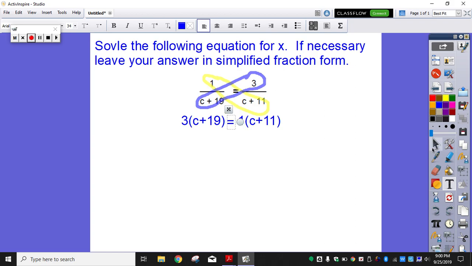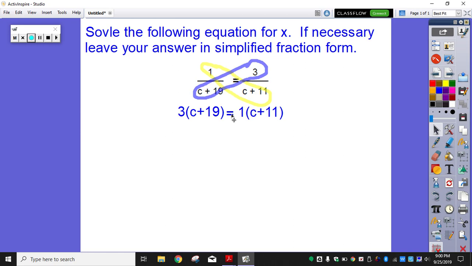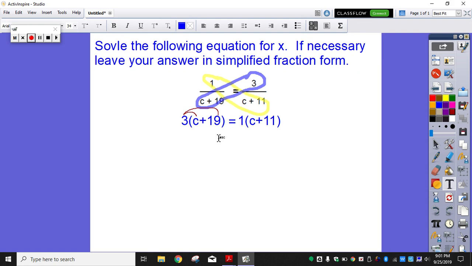Once I've done that step, this looks a lot like what we've been practicing with multi-step equations. I now have to distribute and then solve. So I would first distribute the 3 into the parentheses on the left side of the equal sign. The result would be 3 times c, which is 3c, and 3 times 19, which may take a minute with the calculator. So 3 times 19, 57. So plus, because it's positive 57.